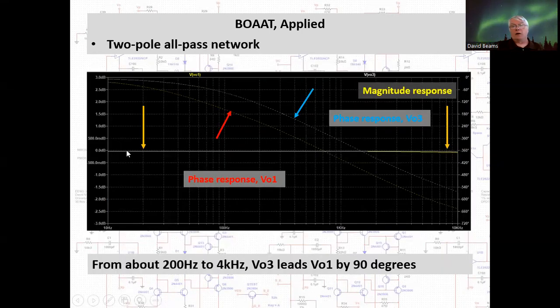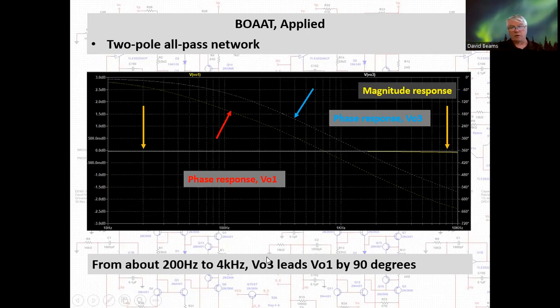This is the frequency response. Magnitude response of both networks is 0 decibels, flat. But now notice that the phase response of the two networks, the difference between the two phase responses from a little over 200 hertz to somewhere past 4 kilohertz, that difference in phase is 90 degrees. VO3 leads VO1 by 90 degrees. So I could call VO3 the cosine output, and VO1 the sine output.